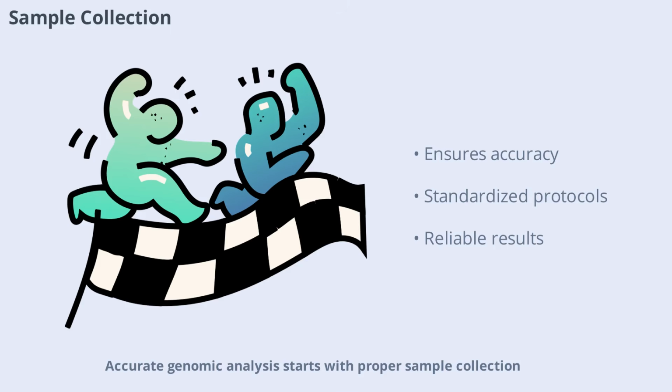Accurate genomic analysis starts with proper sample collection. Whether from patients, animals, or the environment, high-quality samples are essential for reliable results. Standardized protocols ensure consistency and accuracy in genomic studies.